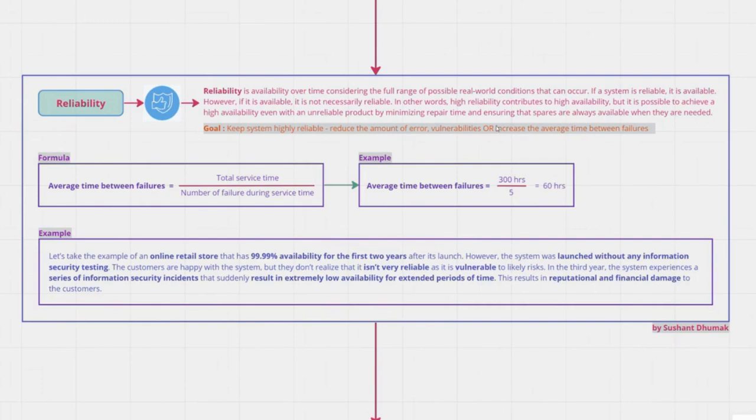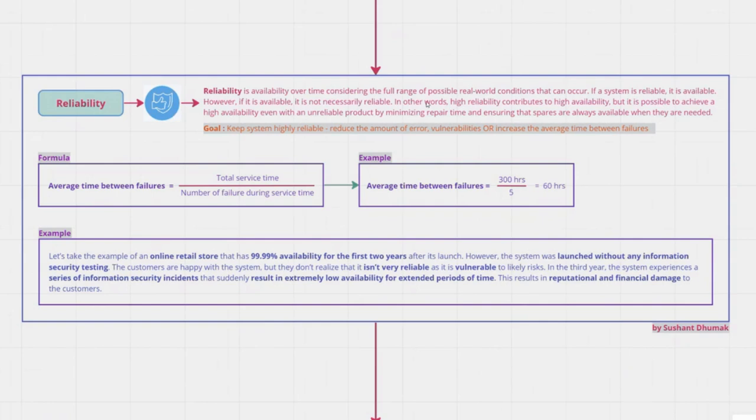What is our goal? Is to see to it that our system is highly reliable by maybe reducing errors so that there'll be fewer failures in our system. There'll be fewer security vulnerabilities also. And we have to see to it that our system is secure enough so that the user can use it, and there'll be fewer failures. Here is a formula also I've given that is called average time between failures. We'll look at it. But first we'll understand how it is different from availability.